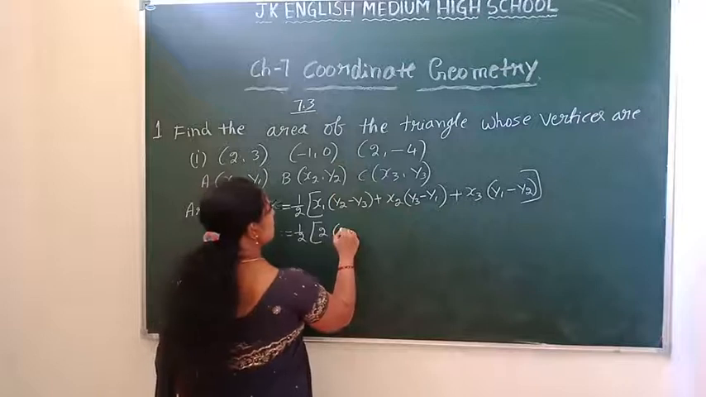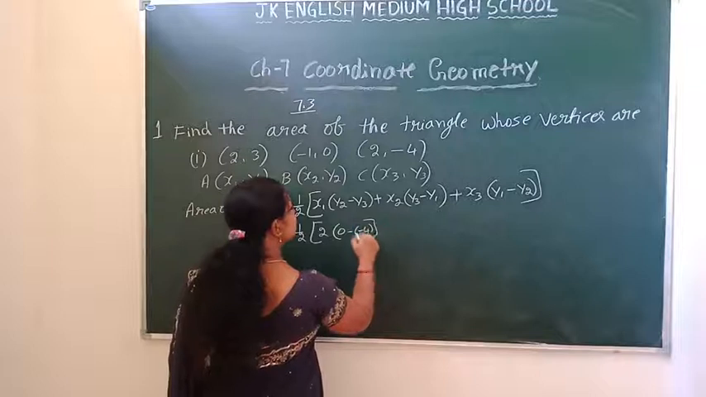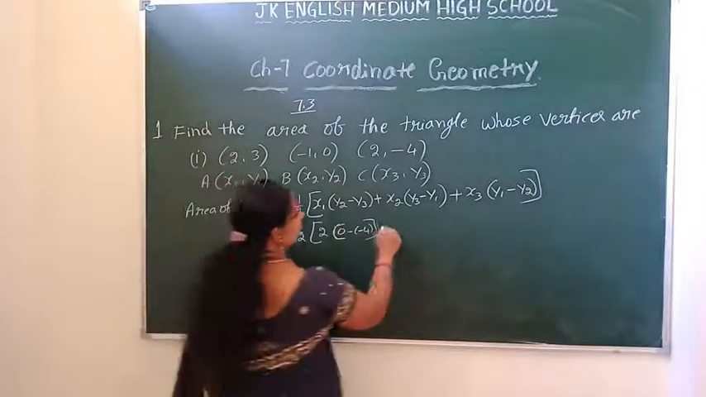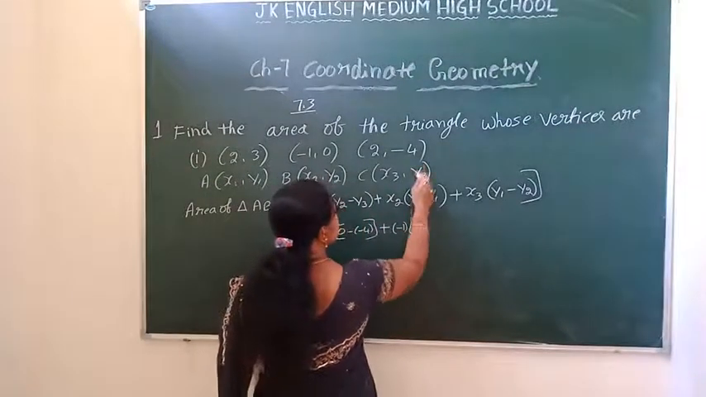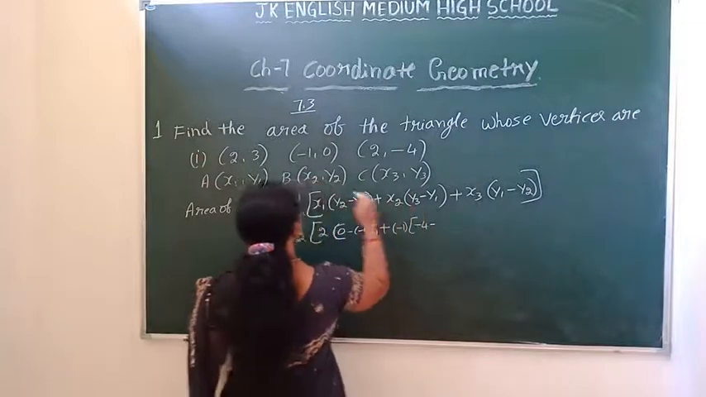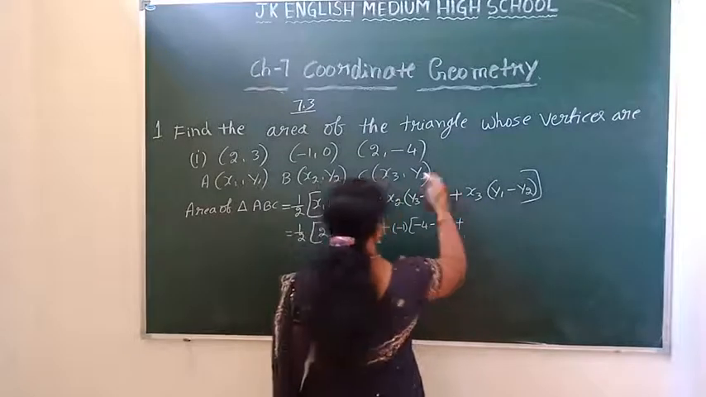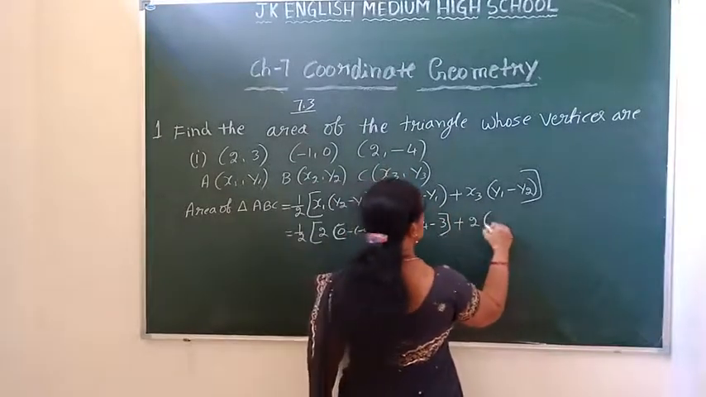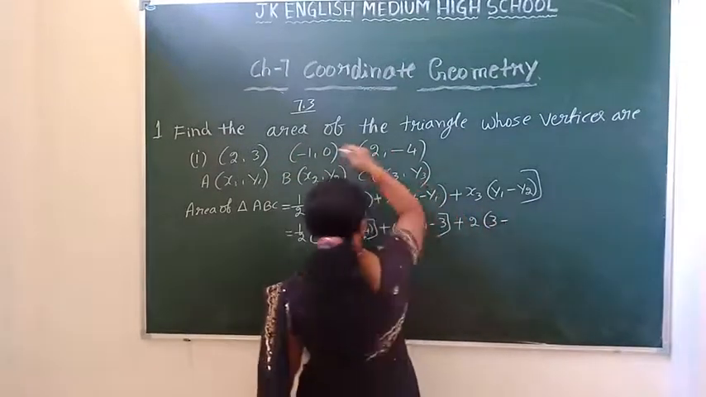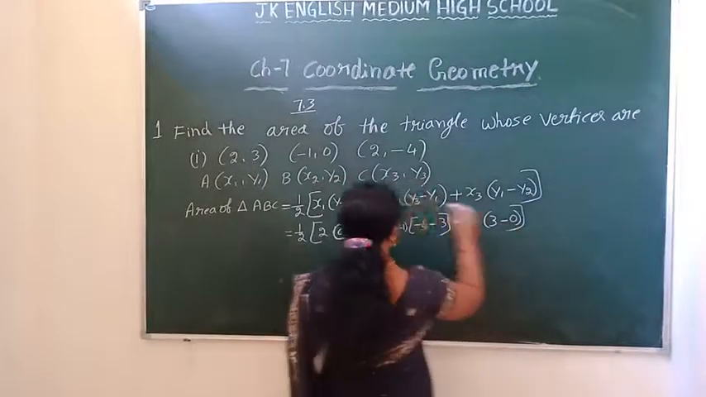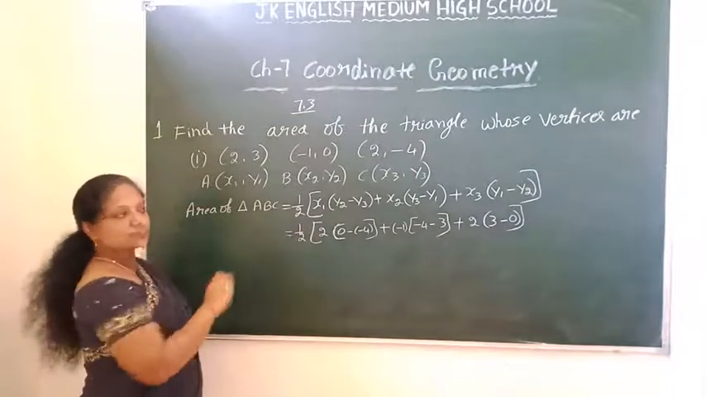y2 means 0, y3 means minus 4, then x2 is nothing but minus 1 here. y3 is minus 4, minus y1 is 3. Be careful when simplifying because x3 value is 2, y1 is 3, y2 value is 0. Children, if you write it like this, x1, y1, x2, y2, x3, y3, it becomes very easy for you to substitute in this formula.